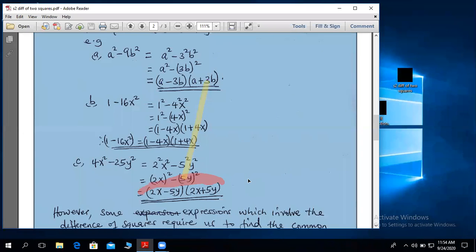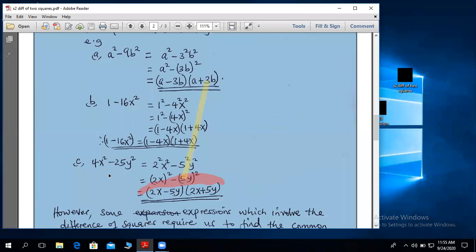I have not understood. Where? Don't say you have not understood and go away. Where haven't you understood? Yeah, part C. Okay, part C, let me repeat it again.